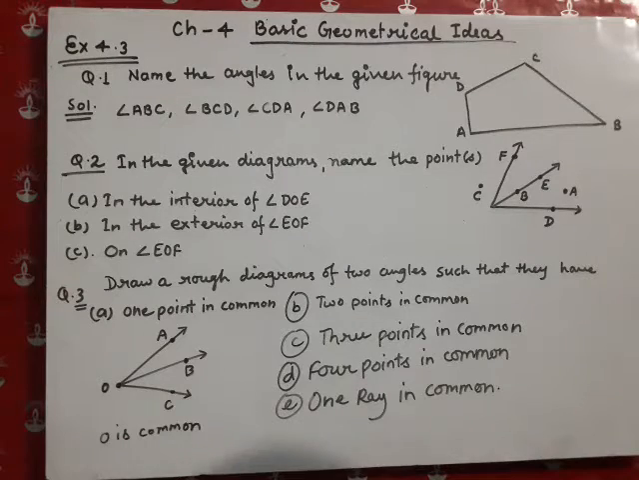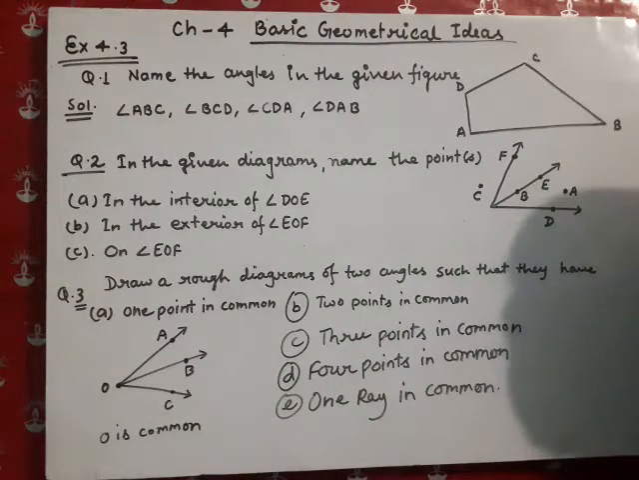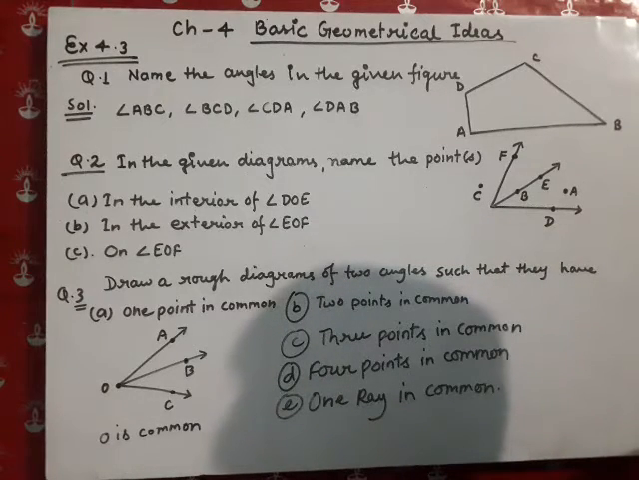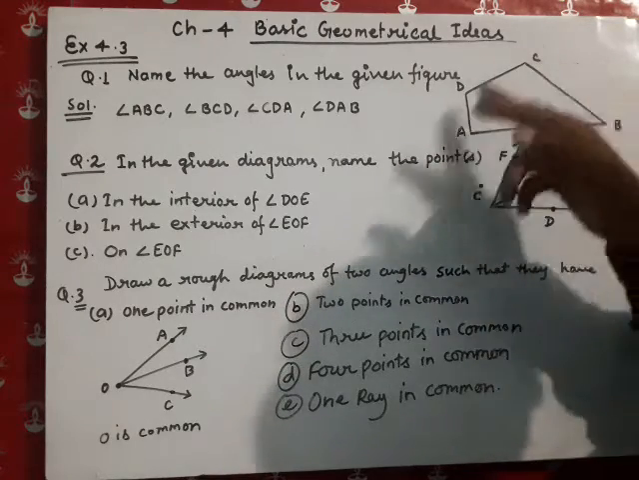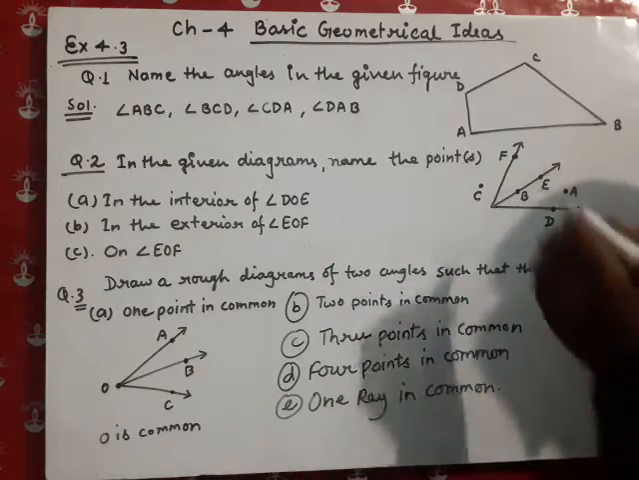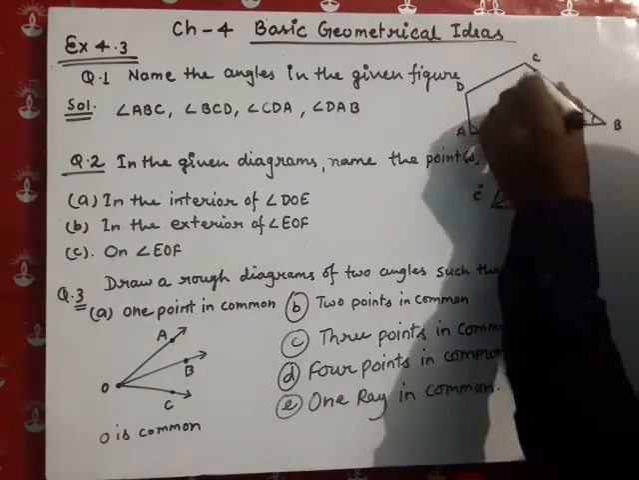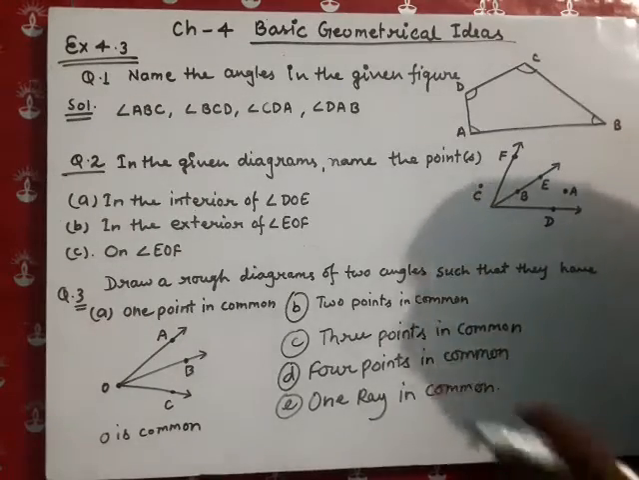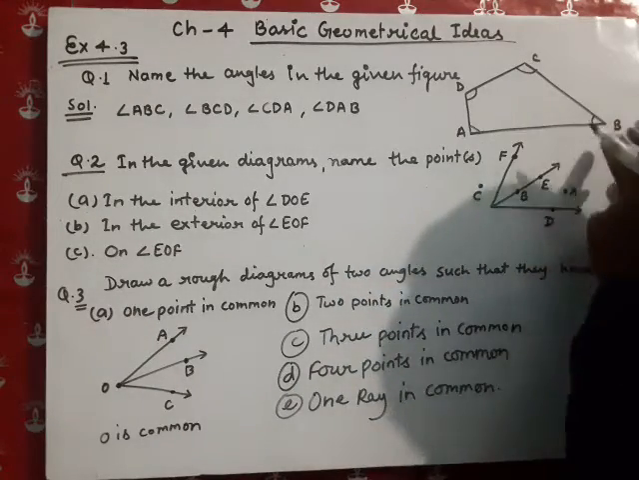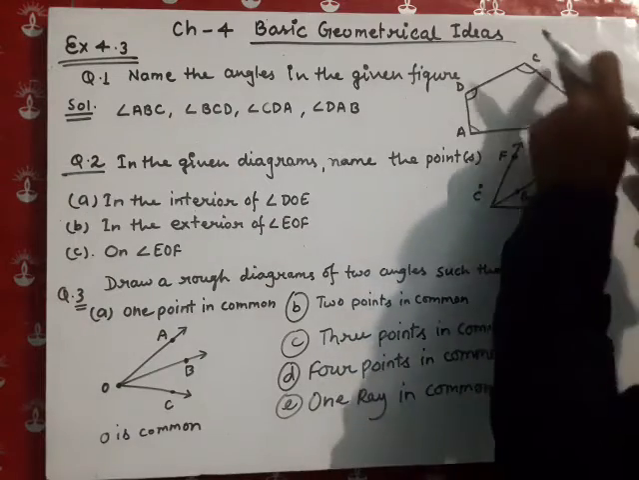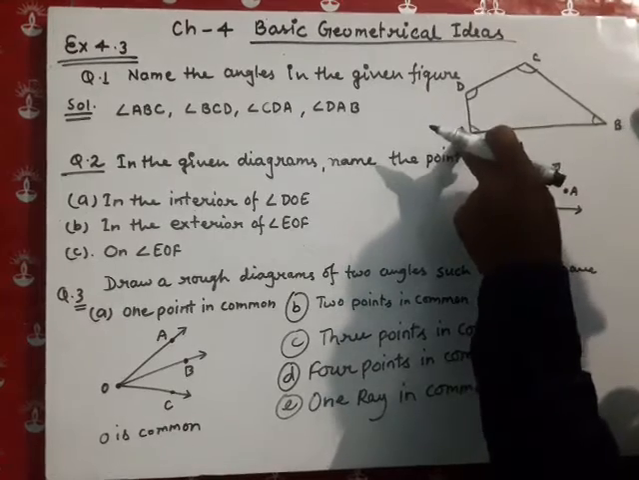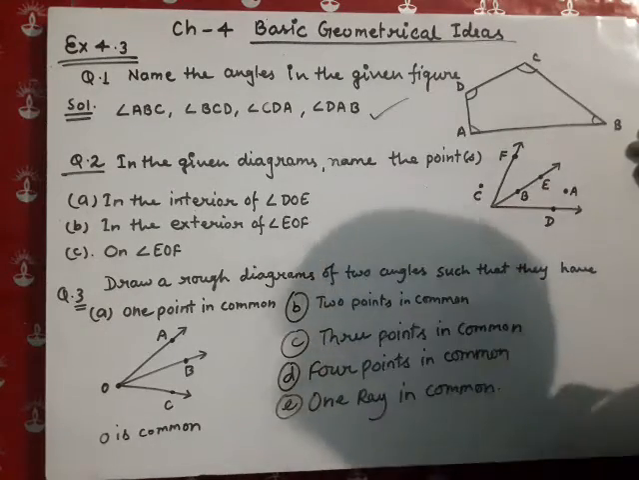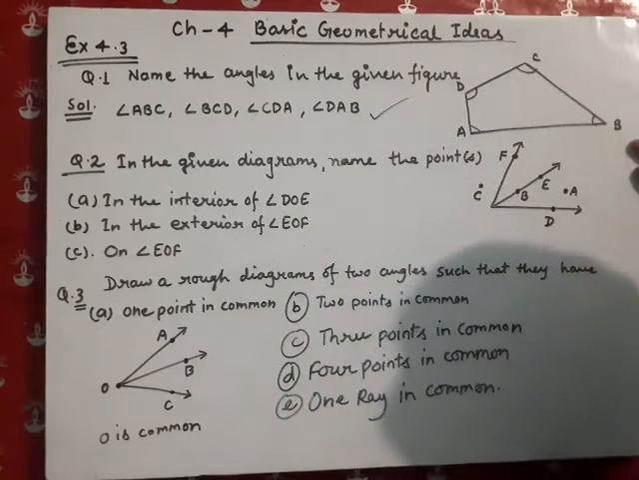Hello students, today I am going to do chapter 4, Basic Geometrical Ideas, exercise number 4.3. Question number 1 is given on the board: name the angles in the given figure. Here, quadrilateral ABCD is given. The question is asking for the names of the angles. A, B, C and D are the four angles. So we will write ABC, then BCD, then CDA, then DAB. These are the four names of the angles.